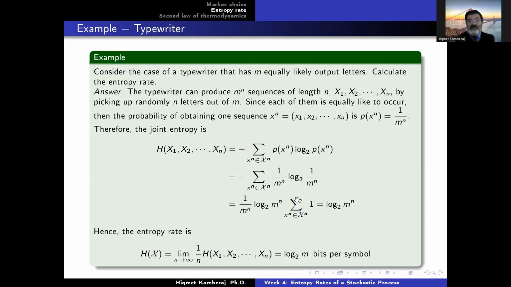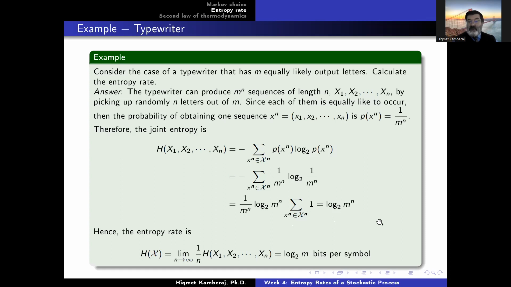Now, all these terms do not depend on x to the power n, so I can bring it outside the sum. Then I have in front 1 over m to the power n. Next, I join the minus with the log with base 2. Then I get log with base 2 of m to the power n. Then I have the sum over all x^n from chi^n of 1. But this will give me the sum of ones over all x^n from chi^n, which is all m to the power n. Then m to the power n cancels out, and you get log with base 2 of m to the power n.